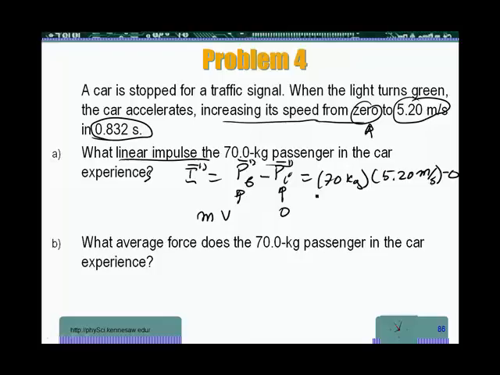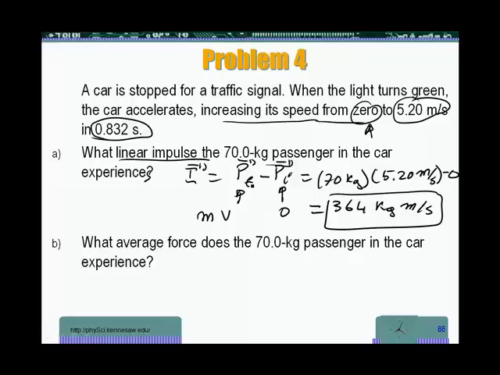So that gives us 364 kilogram meter per second. Okay, so this is the impulse of this guy. Notice we didn't use the time here. For impulse, you don't always need to use the time. You have two expressions. It's either change in momentum or average force times time.